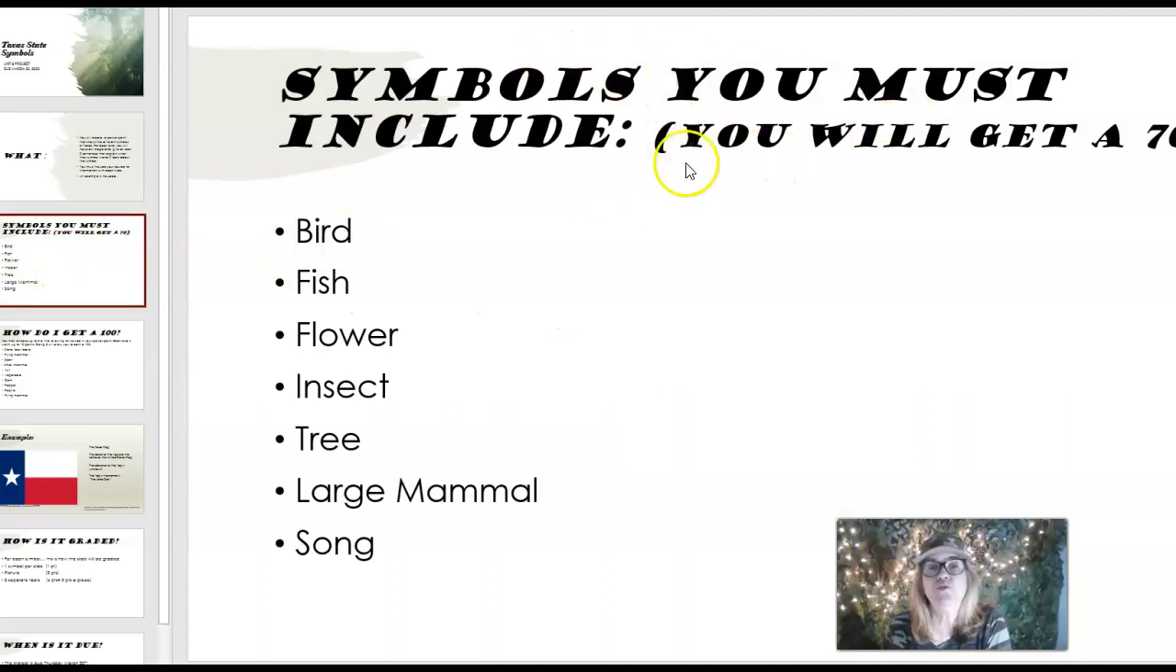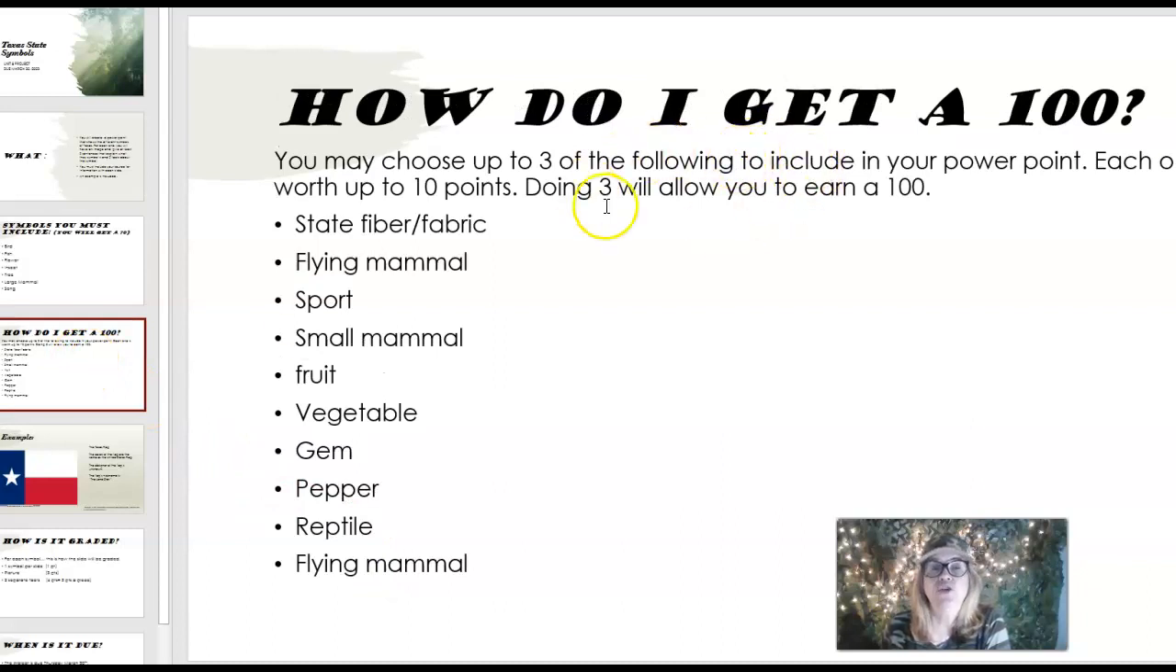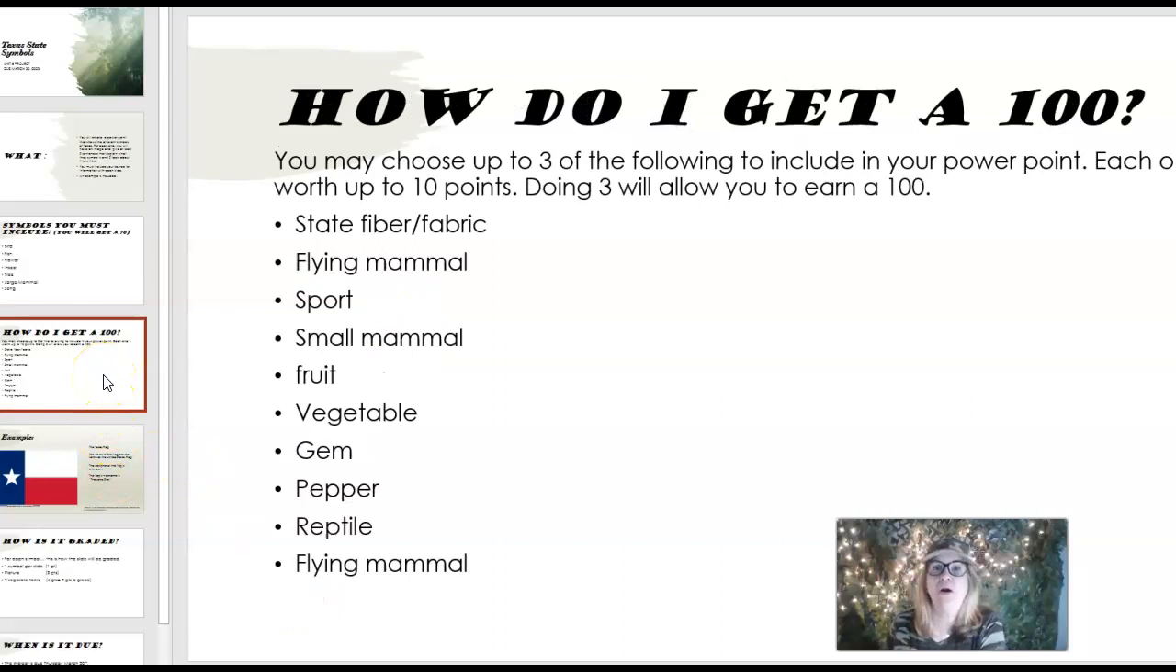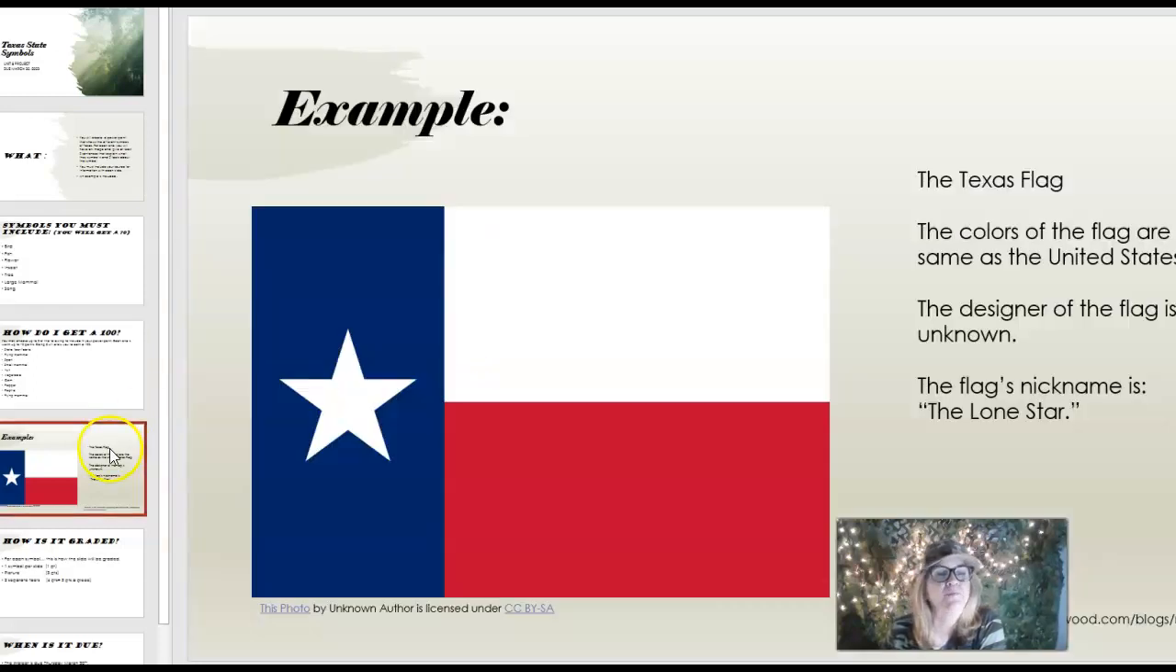So here are the symbols you must include. You will get a 70 if you just have bird, fish, flower, insect, tree, large mammal, and song. How do you get 100? You can choose up to 3 of the following, including these. So you get a 70 if you get all of these. Then you add on 3 more to get 100. You can do any of these that you see on my slide, 3 extras, and you'll get 100, okay?